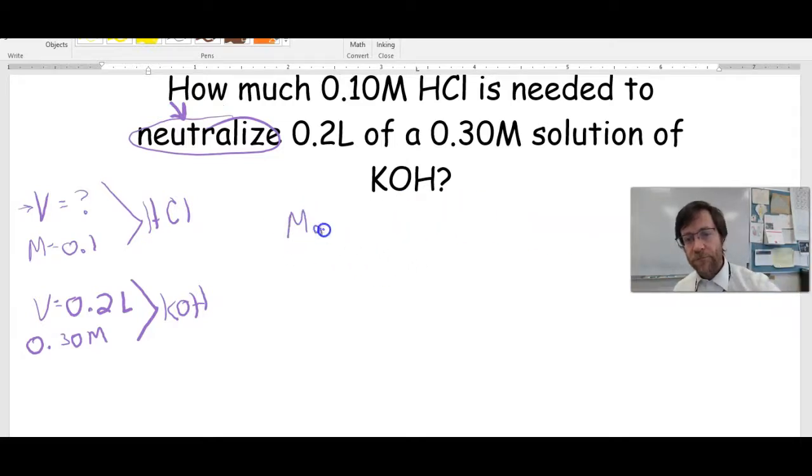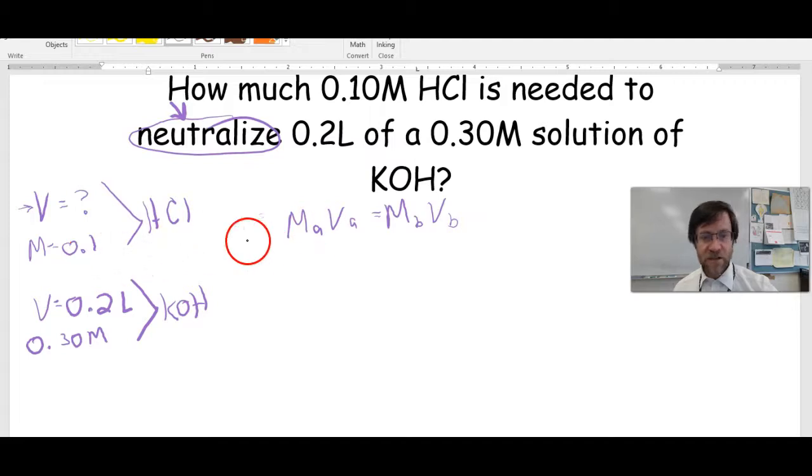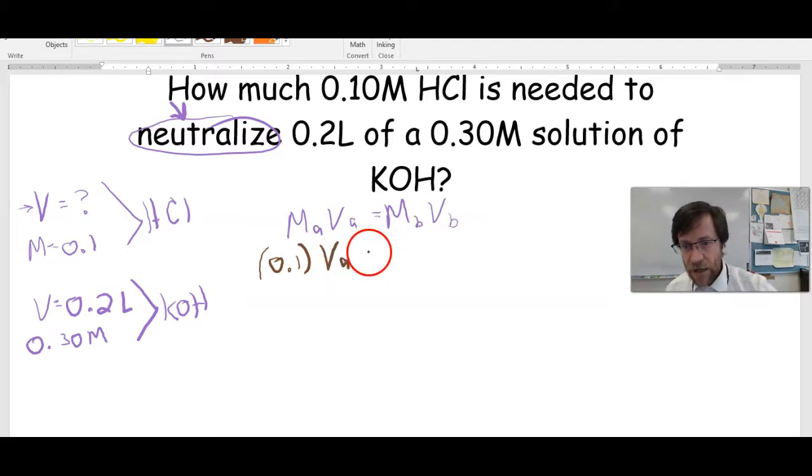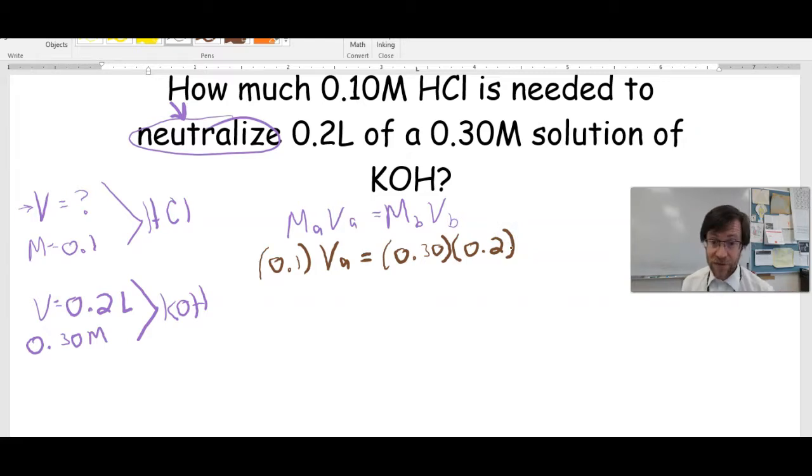The equation is super easy: MAVA equals MBVB. Now let's do a little bit of substitution here. The acid's concentration is going to be 0.1, and we're just going to leave it like that because we'll figure it out later. The molarity of my base is 0.30, and the volume is 0.2 liters. How nice of them to leave it as liters.